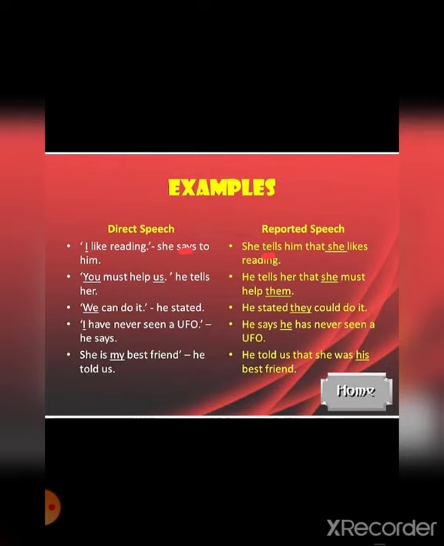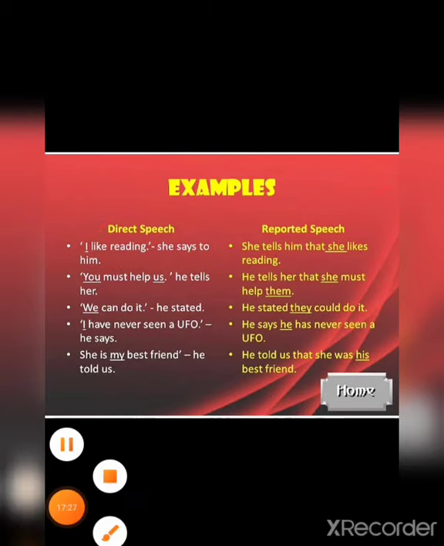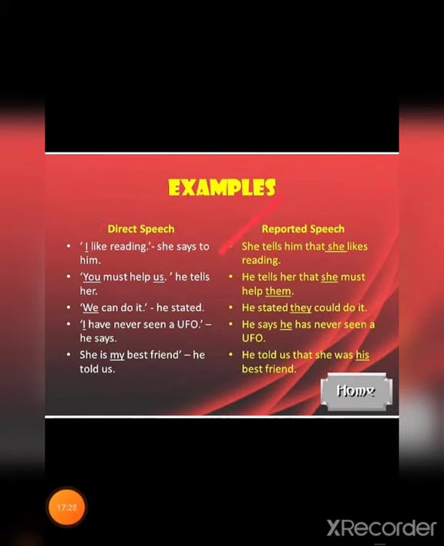I like reading, she says to him. In reported speech, in indirect speech, how will you write the sentence? She tells him that she likes reading. Here "I" refers to "she". As the reporting verb is in simple present tense, no tense will change in this sentence. So that is why she tells him that she likes reading.